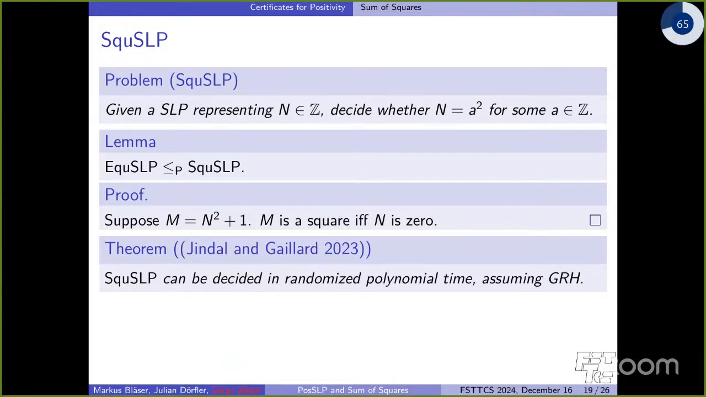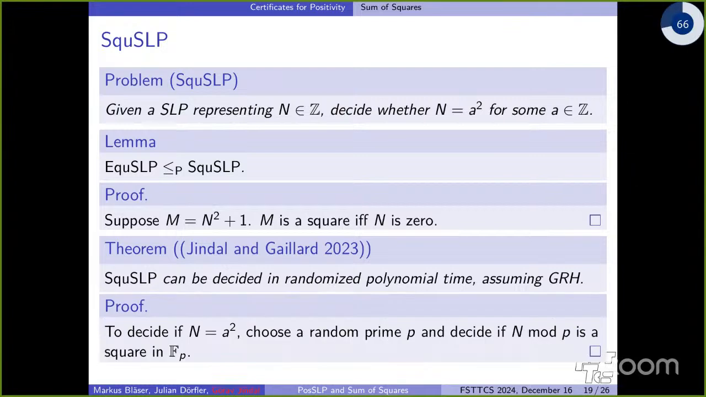And in a previous paper, we also proved that at least this thing has an efficient randomized algorithm, right? Assuming GRH, the generalized Riemann hypothesis. The idea is that to decide if n is a square of an integer, you compute it modulo a random prime p, then check whether this n mod p is a square in the finite field Fp, right? And using the Chebyshev density theorem and GRH, you can prove that this succeeds with constant probability.